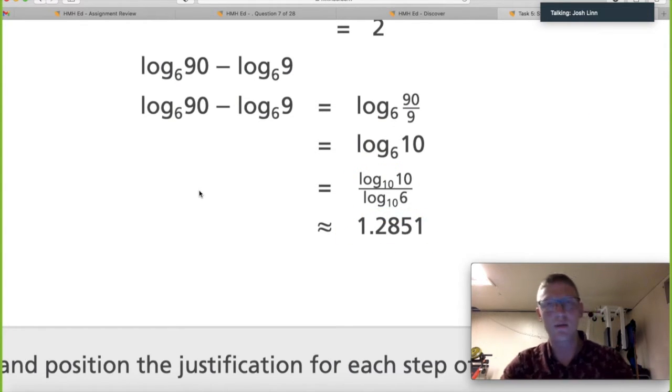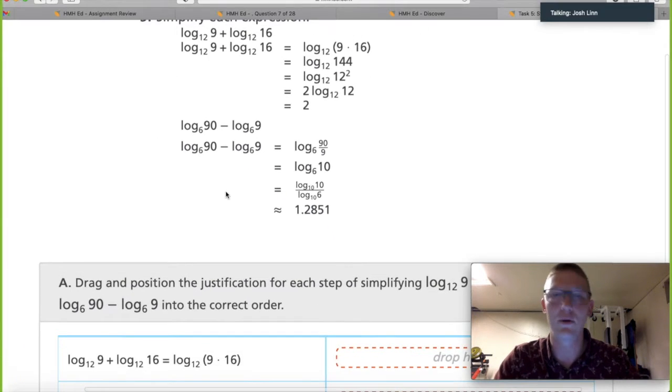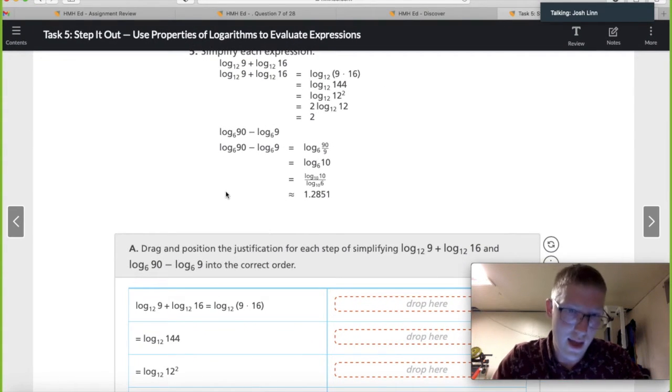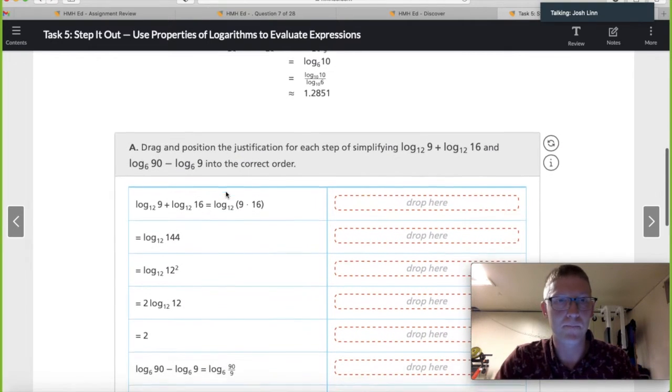Too easy, right? Yes, that chart will probably be posted on the board so that you will have it available.